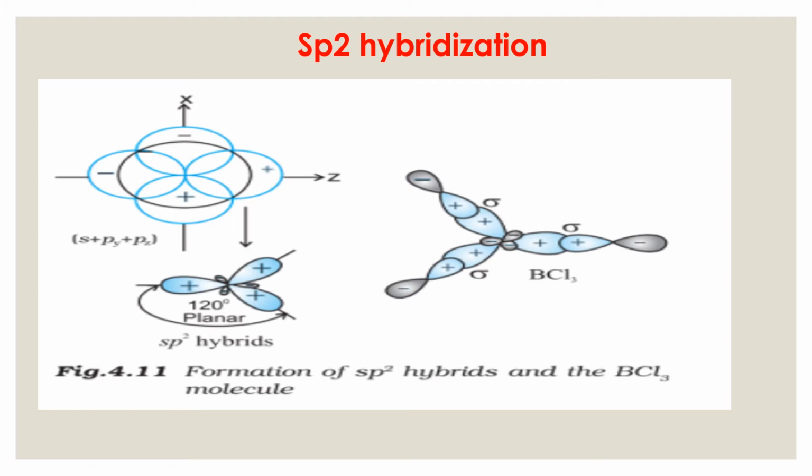sp2 hybridized. In sp2 hybridized, for example, BCl3. Boron has atomic number 5. So if you just write the valence electrons, that would be 2s2 and 2p1. 3 valence electrons, 2 are here, and 1 is in 2p, one of the 2p orbitals.